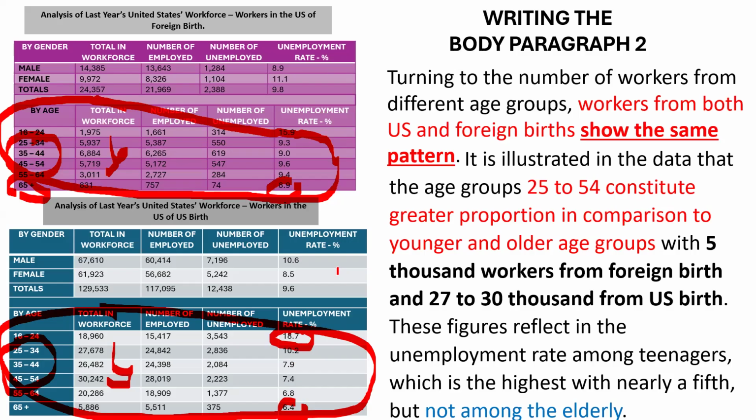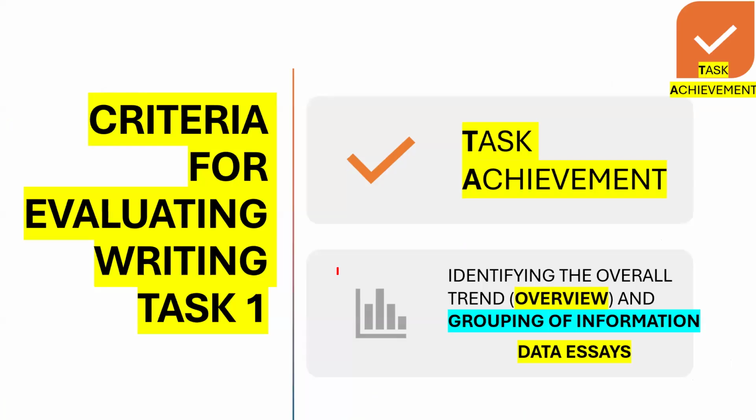Okay, so I hope this is clear. Again, for task achievement, the grouping of information, or describing the main trends and differences, is also called the grouping of our information.